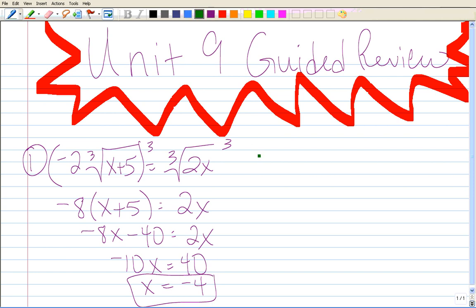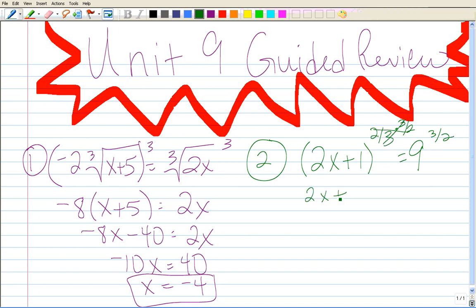Alright, let's look at another problem. We have 2x plus 1 raised to the 2/3 power equals 9. To get rid of this 2/3 exponent, multiply by its reciprocal. So we're going to multiply by 3/2, and each side will get that exponent. 2/3 times 3/2 cancels out, so we're left with 2x plus 1. And on this side, the square root of 9, and then cubed. So the square root of 9 is 3, and then 3 cubed is 27.